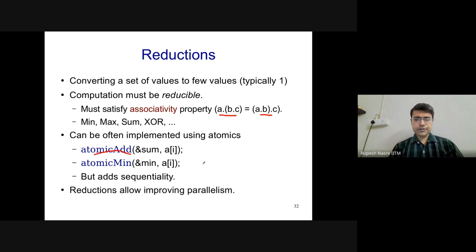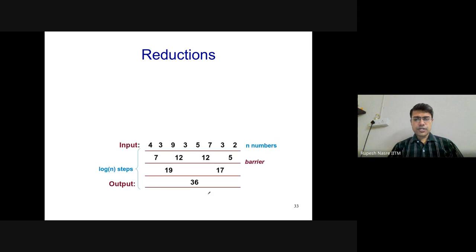So how does it improve parallelism? Say you are given a bunch of numbers, and what I want to do is to add them. The way we will add them is using a sequential loop: for i equal to 0 to n, sum plus equal to A of i.